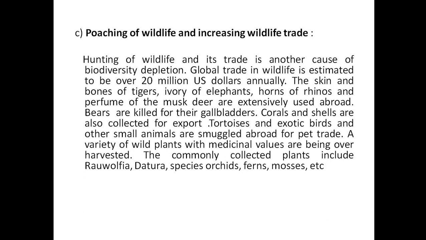Tortoises and exotic birds and other small animals are smuggled abroad for the pet trade. A variety of wild plants with medicinal values are being over-harvested. The commonly collected plants include Rauwolfia, Datura, orchids, ferns, mosses, etc. All these are a threat to biodiversity and lead to loss of biodiversity.